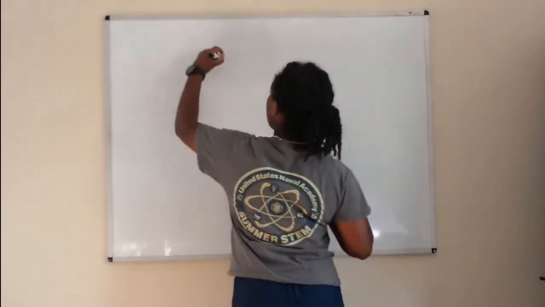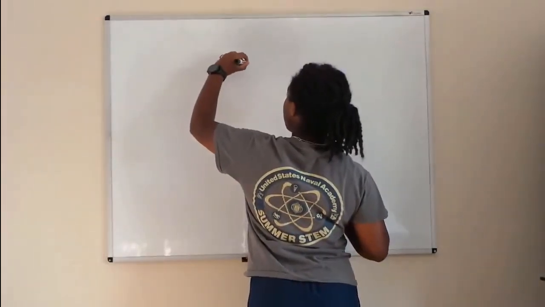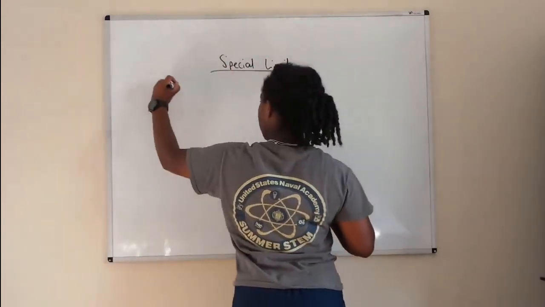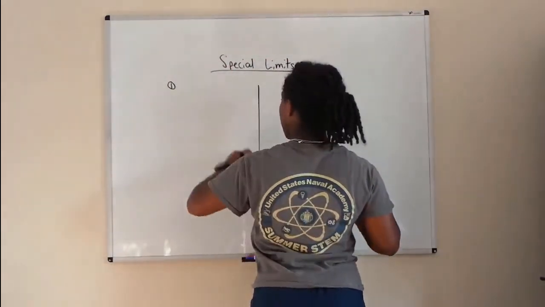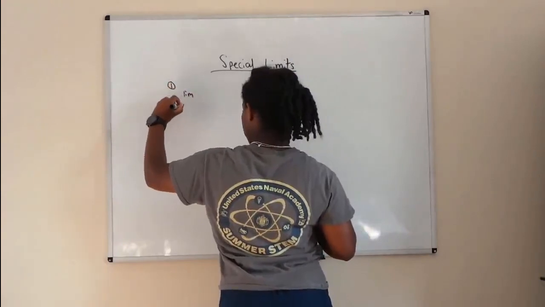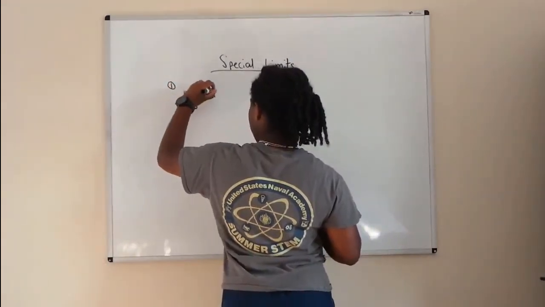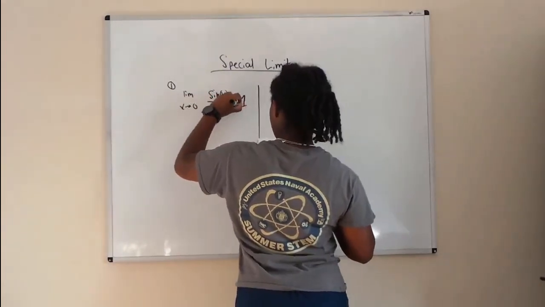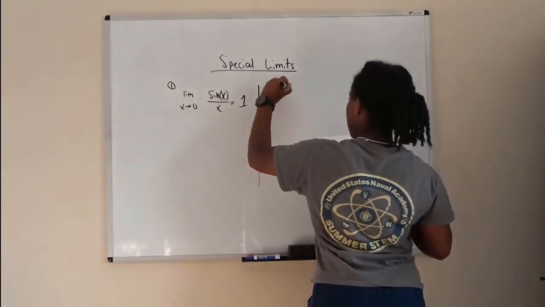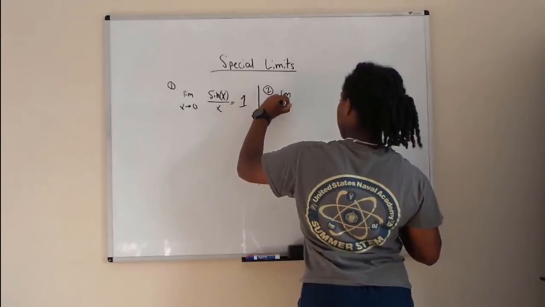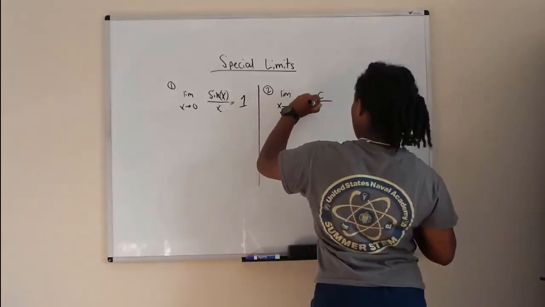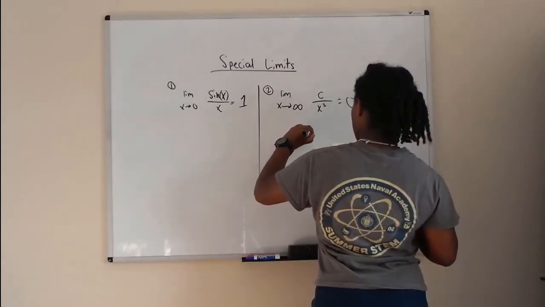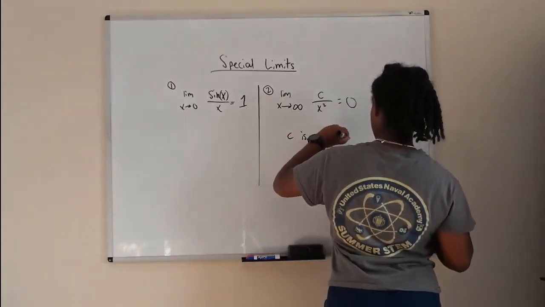And so last thing we're going to cover is just special limits to memorize. The first one is going to be the limit as x approaches 0 of sine of x over x. That's just going to be 1. And number 2, the limit as x approaches infinity of c over x squared is going to be 0, where c is a real number.